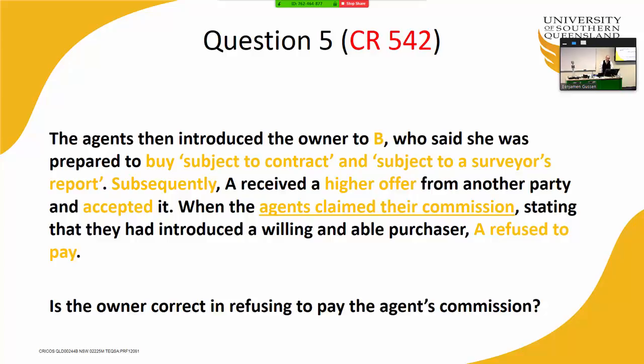When the agents claimed their commission, so the agents now realized that the home has been sold, so they thought, well, it's now time for you to pay us. Okay? Stating that they had introduced a willing and able purchaser. A willing and able purchaser, but of course A refused to pay. Okay? The question is, is the owner correct in refusing to pay the agent's commission? What do you think?